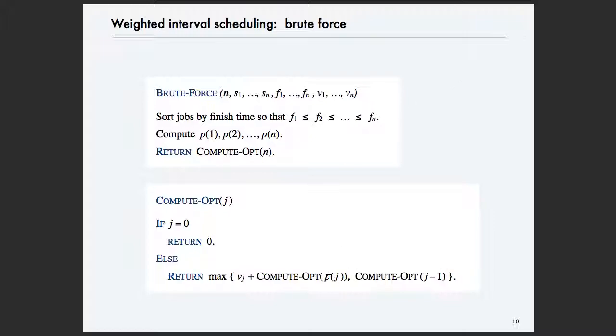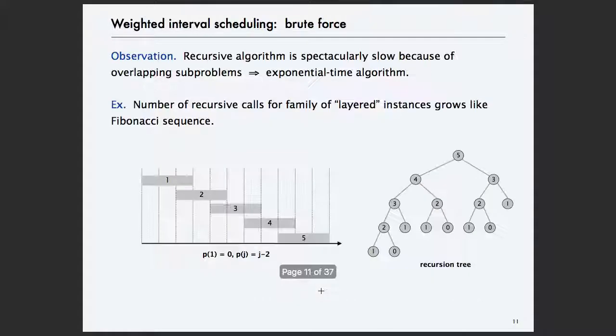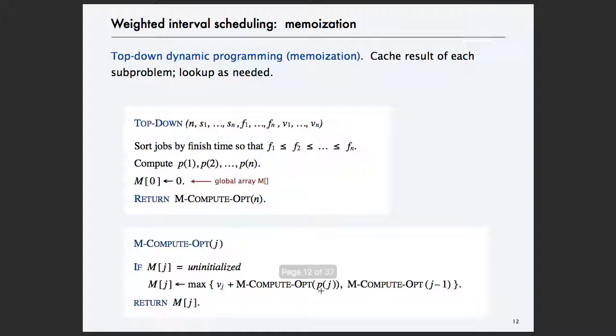This is the brute forcing. I compute OPT of P of j, compute OPT of j minus 1, and given that these things overlap, I end up with something that's not quite 2 to the n, but close. With memorization, I just memorize these things, right?